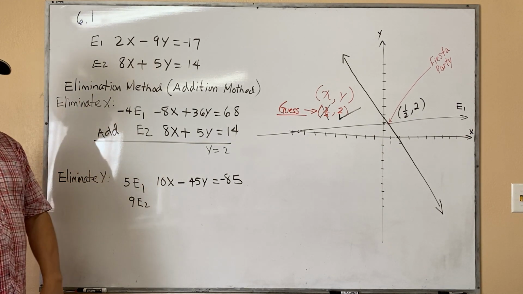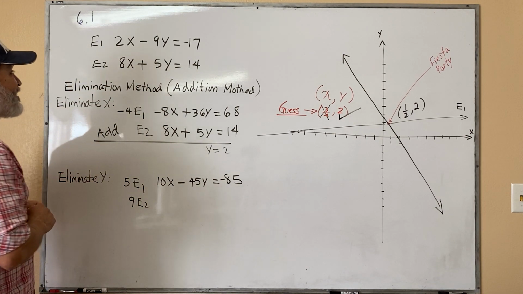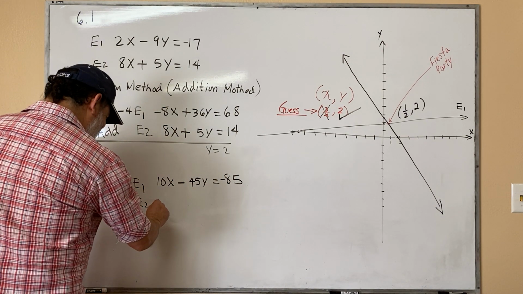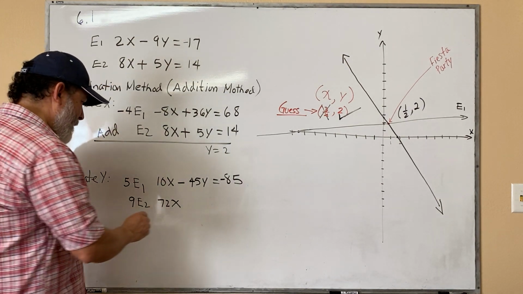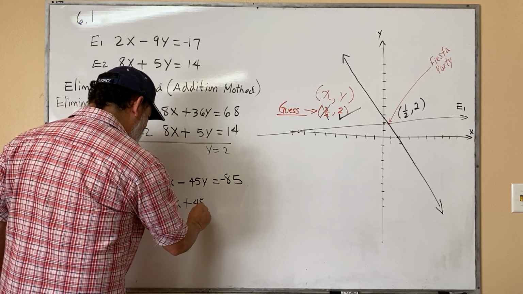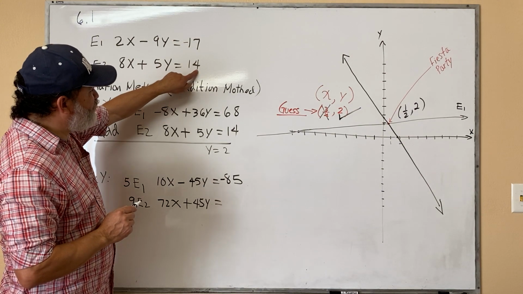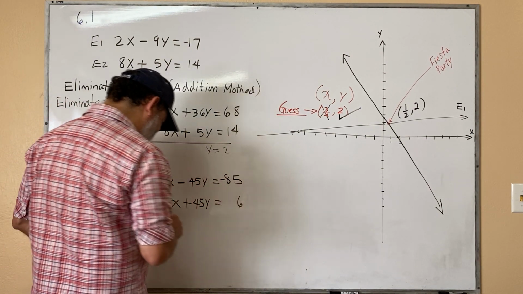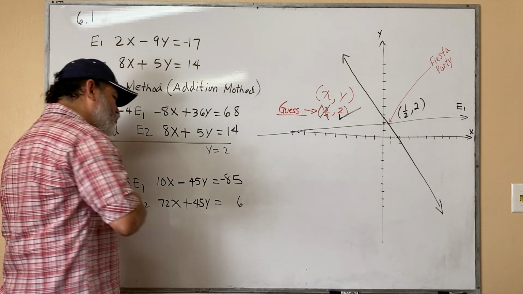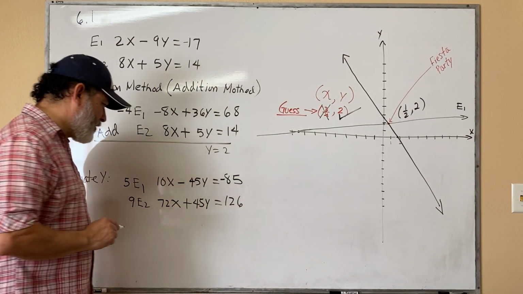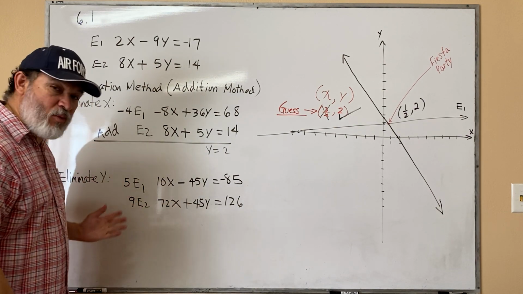Equation 2 by 9. Multiply this by 9. What's 9 times 8x? 72x. What's 9 times 5y? Plus 45y. What's 9 times 14? 9 times 4 is 36. Take 3. 9 times 1 is 9 plus 3, 12. Okay? Note, they became opposites. That's what I wanted.